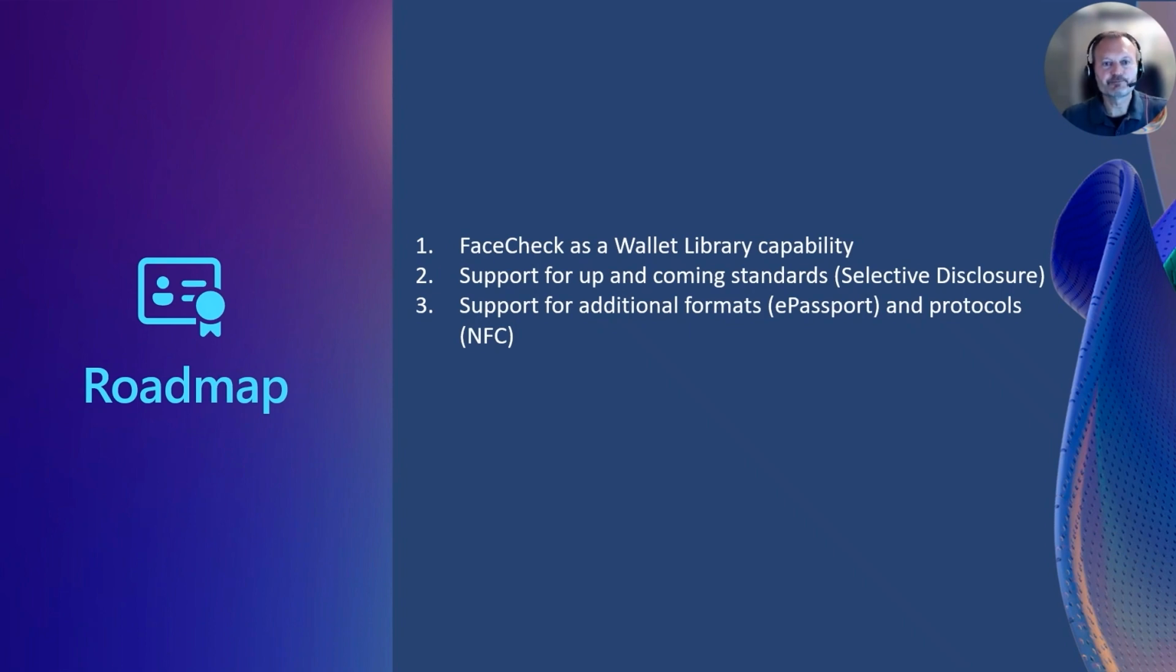What's on the roadmap? Well, 3 things. You saw FaceCheck, and we demoed it using the Microsoft Authenticator. But on the roadmap is bringing FaceCheck capabilities onto the wallet library so you can do it there too. We're also looking into supporting up-and-coming standards. And one example of that is selective disclosure. So you can select which claims you decide to present to a verifier. So you don't present the entire set of claims that you have in a verified ID card.